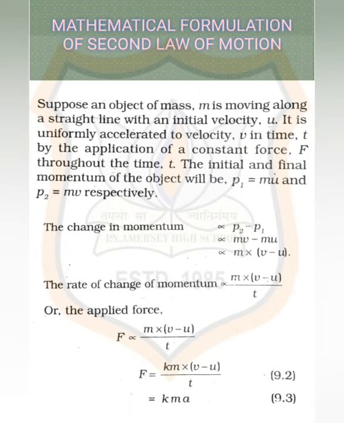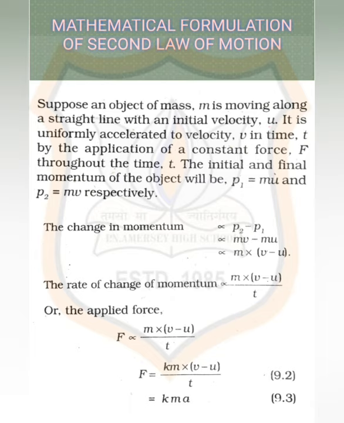Suppose an object of mass m is moving along a straight line with an initial velocity u. We know what initial velocity is; we have discussed this in Chapter 8. It is uniformly accelerated to velocity v in time t by the application of a constant force, that is F, throughout the time t. The initial and final momentum of the object then will be p1 equals mu and p2 equals mv respectively.